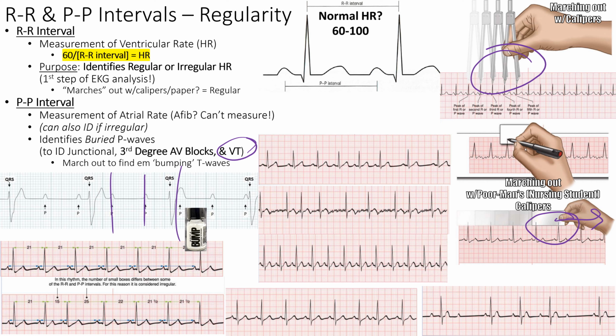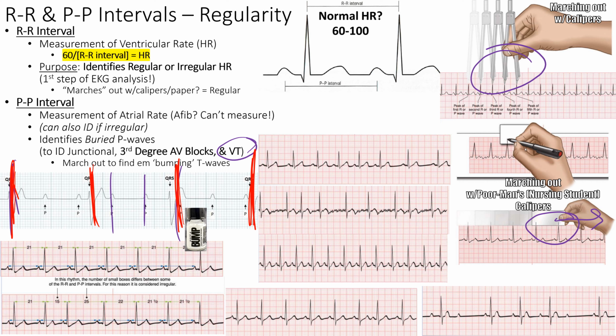It wasn't P, QRS, P, QRS. The P wave is doing its own thing, and the QRS is doing its own thing. Let me do that in a different color. Here's the QRS doing its own thing, right? That marches out, and my P waves march out too. The P to P and the R to R are different. So that's a way to assess for AV dissociation.